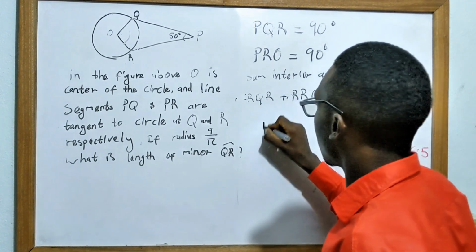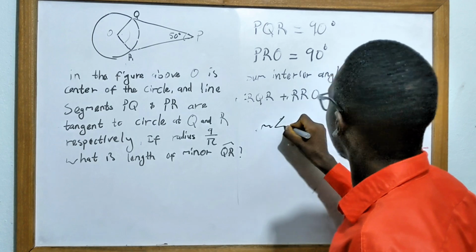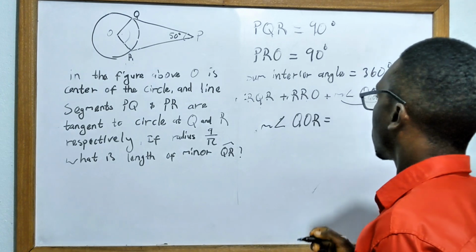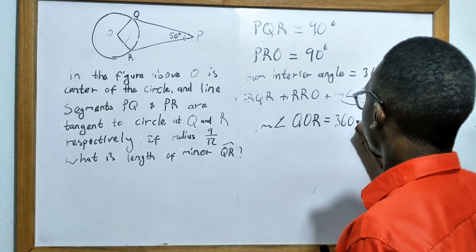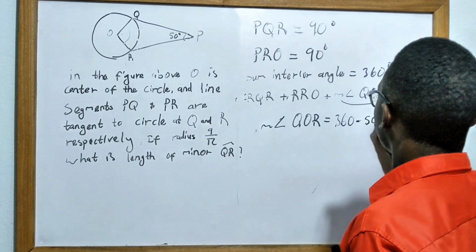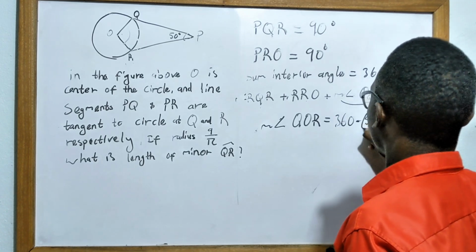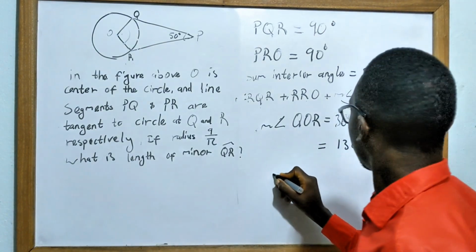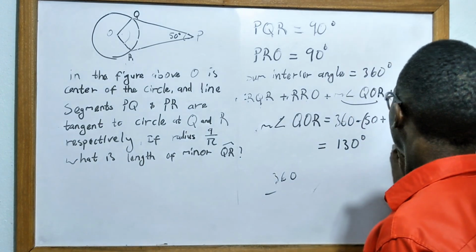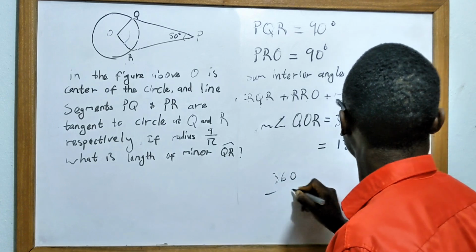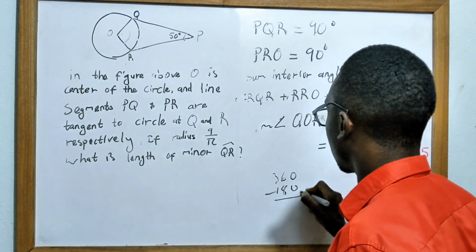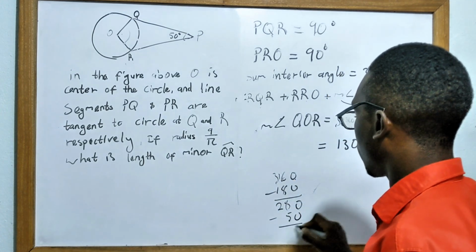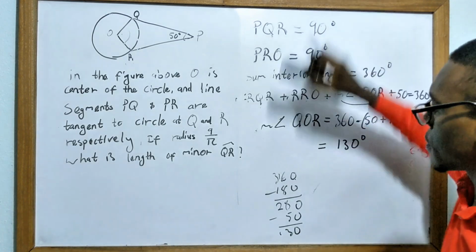Okay, what are we finding? This measure. Therefore, the measure of angle QOR is equal to 360 minus 50 plus 180, and I'm going to have 130 degrees at this point. Let's do it together on your calculator. That will be 360 minus 180, which is 180, and 180 minus 50 will give 130. Okay, we have 130 degrees.